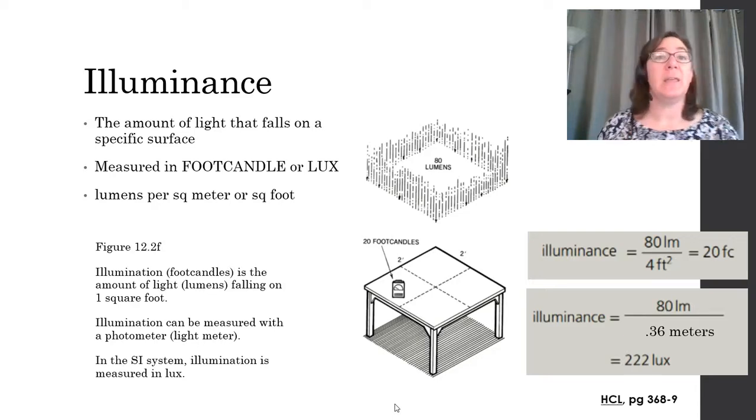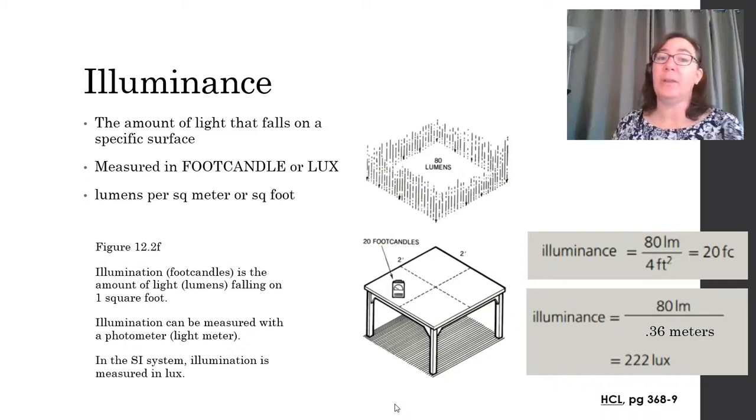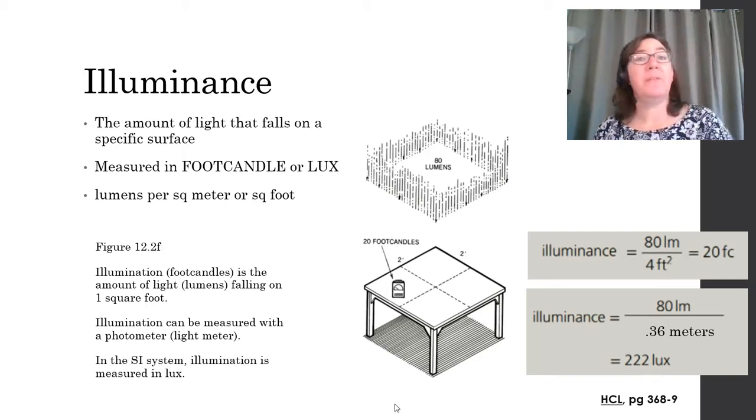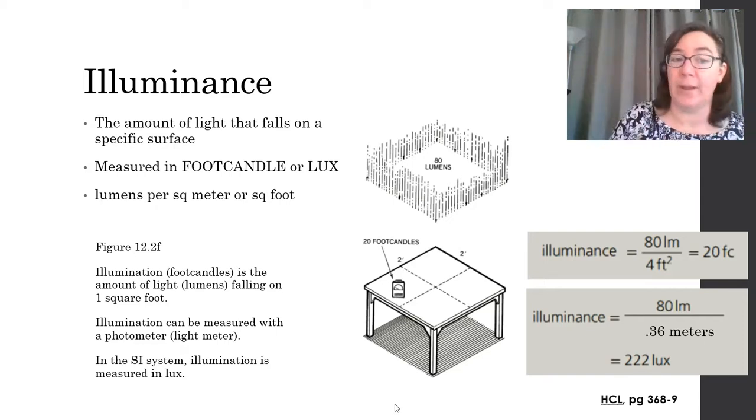If you're working in imperial units, it's foot candle. If you're working in metric units, it's going to be called a lux. And illuminance is defined as the lumens, the amount of light, remember, the rate of light, falling on a specific surface per square meter or square foot.